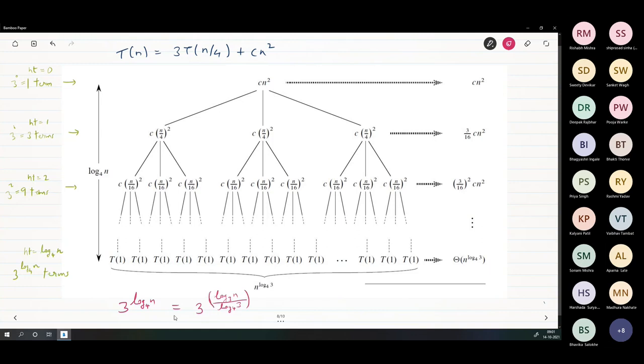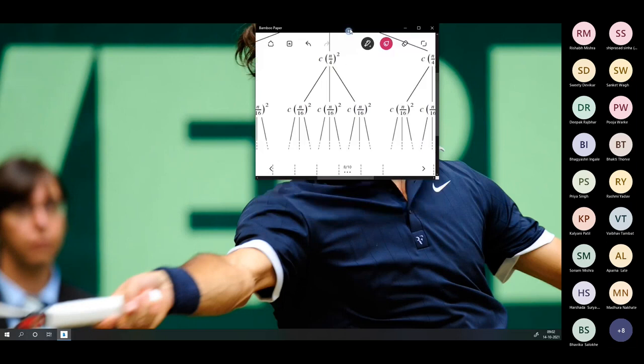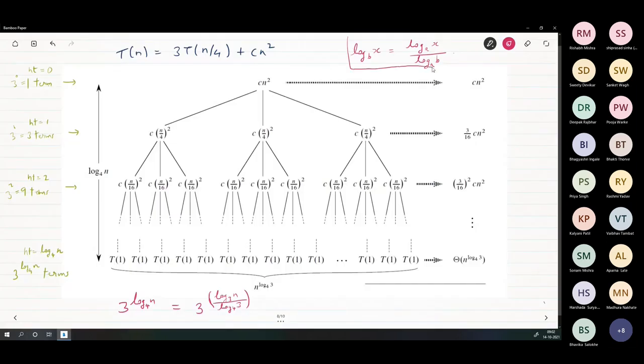Okay, this is the base change of logarithm which you have seen in 11th, 12th or at that point of time. What is base change of logarithm? Log x to the base b is equal to log x to the base a divided by log b to the base a, when you're changing from base b to base a. So that is the base change rule for log. That is what I'm using here. So log n to the base 4 is log n to the base 3 by log 3 to the base 4.